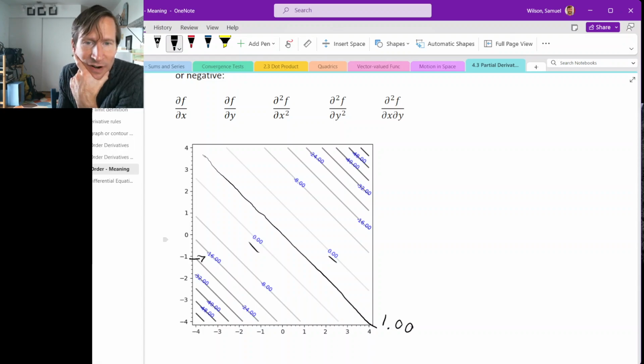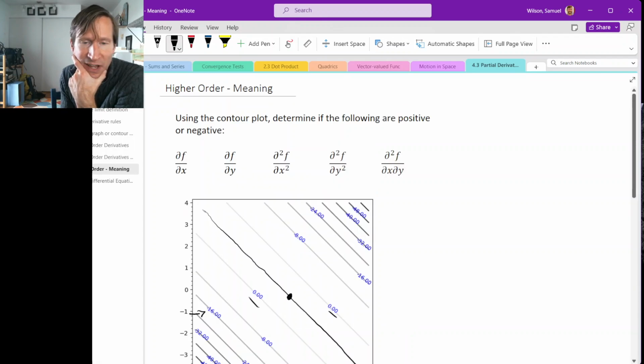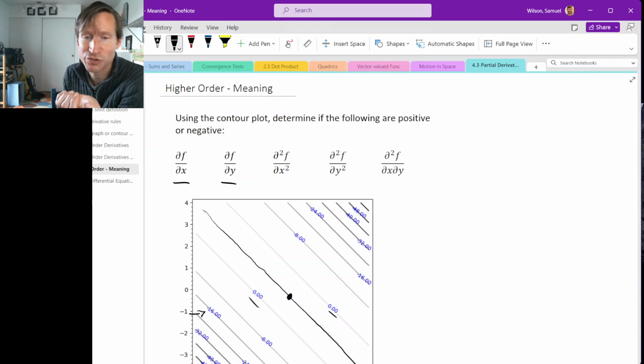So let's figure out at this point here, right in the middle, are each of these derivatives positive or negative? Now these first two are just the first partial derivatives in each direction. So we've looked at examples of how to approximate these based on a contour plot.